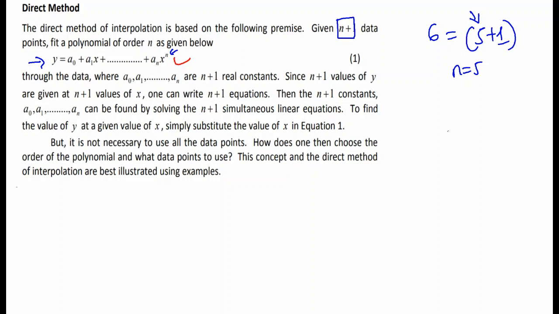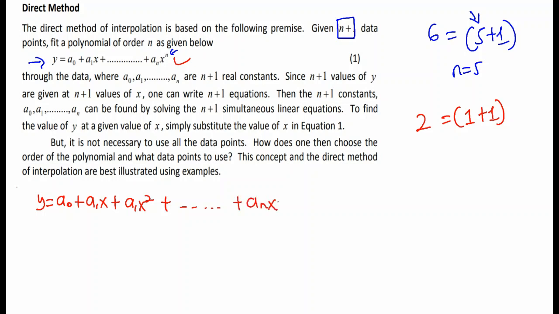Okay, so let me make a simple example. Let's say you are given 2 data points. If you are given 2 data points, that's the same as 1 plus 1, right? That means you are going to use a first order polynomial function, right? So from the general function, we have y equals a naught plus a1 multiplying x, plus a2 x squared, all the way to plus an x to the power n. So this is the general formula, right?